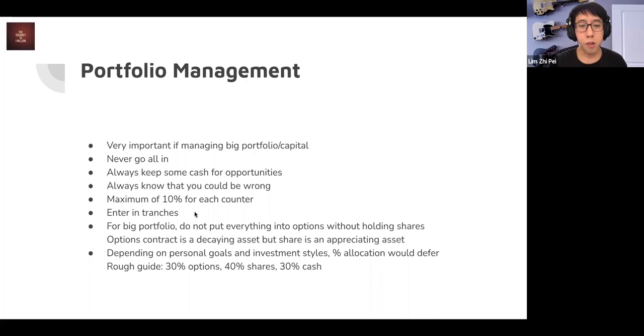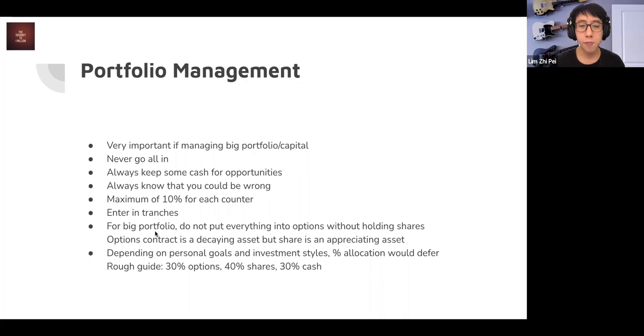For a big portfolio, do not put everything into options without holding shares. This is because an options contract is a decaying asset because it has an expiry date, but shares are an appreciating asset. It is much better to hold shares because you can hold forever, but for an options contract, you cannot hold forever.